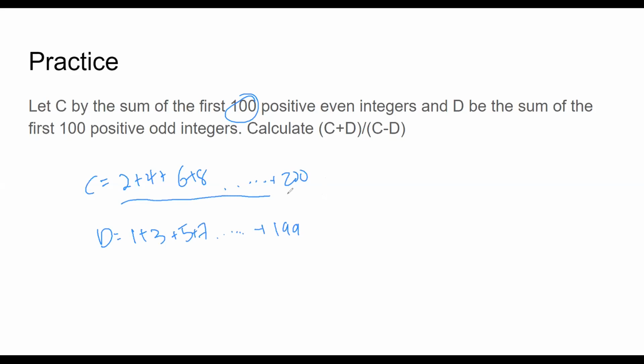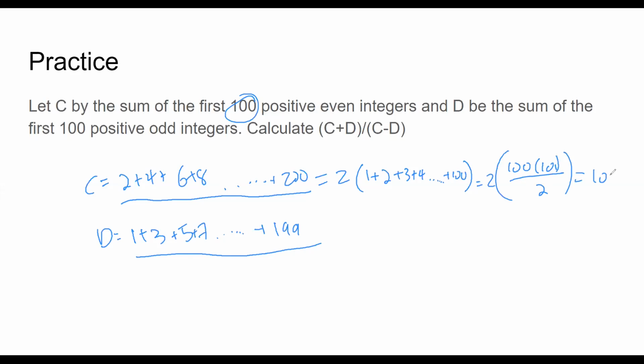Well, we know some tricks here to make these a lot easier. For the first one, let's factor out a 2. It says 1 plus 2 plus 3 plus 4, and so on, plus 100. And of course, we know how to solve this. This is going to be 100 times 101 over 2. And we multiply this by 2, and it's going to give us 1010. C is 1010. If you remember nothing else from this lesson, just remember this formula: the sum from 1 to n is n times n plus 1 over 2. It comes up everywhere.